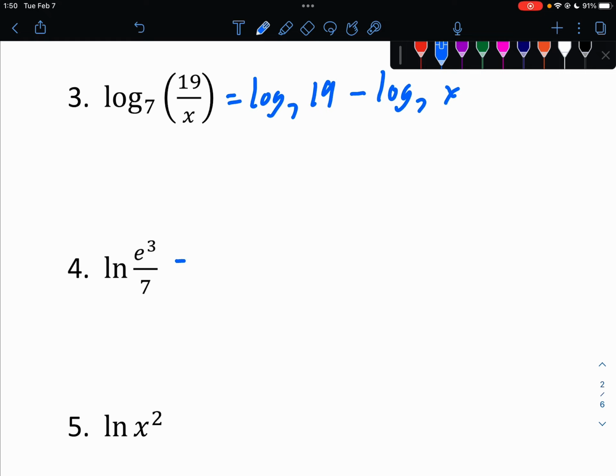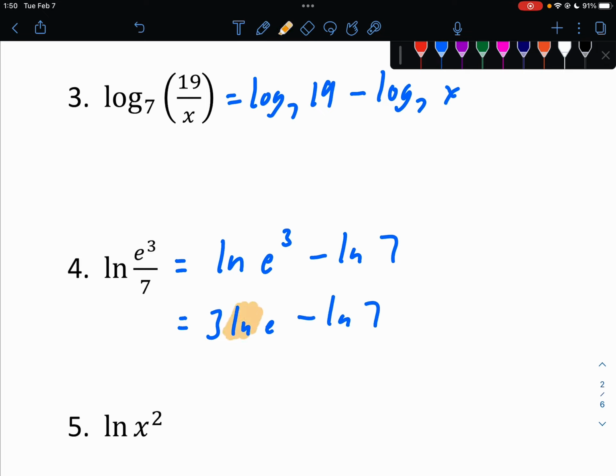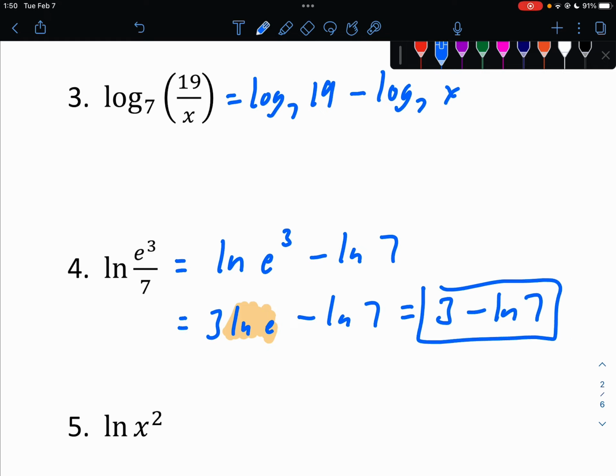Number 4. So we have natural log of e to the third minus natural log of 7, which I can rewrite as 3 ln of e minus ln of 7. And ln of e is 1. It's log base e of e, so it's 1. So I can write this as 3 minus ln 7 as my final answer.